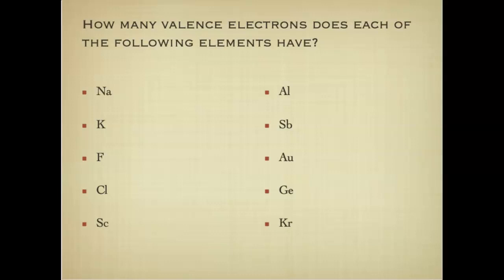Germanium. Okay, we talked about tin. You notice they're in the same column. Well, we said tin had 4. Germanium's going to have 4. 1, 2, 3, 4.